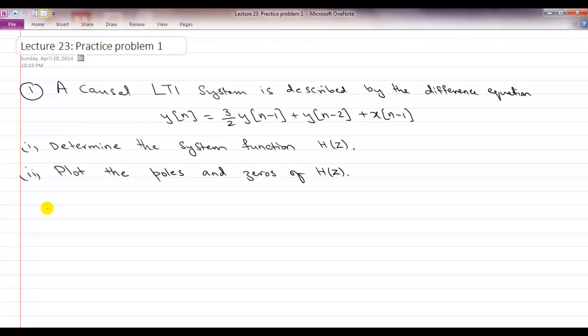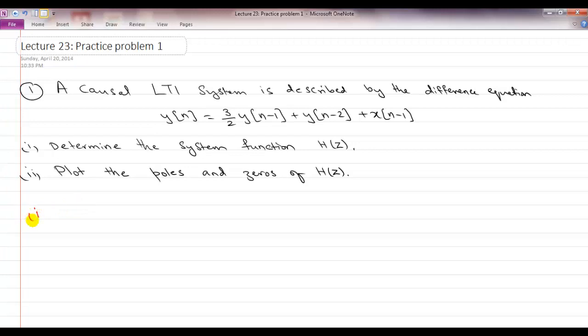Okay, we'll start off with a very simple warm-up problem, which is that you are told you have a causal LTI system and that is described by this difference equation.